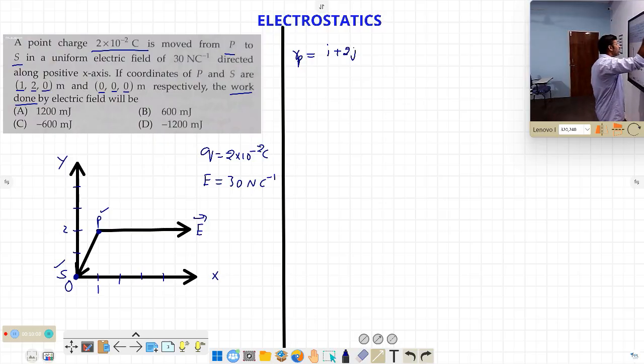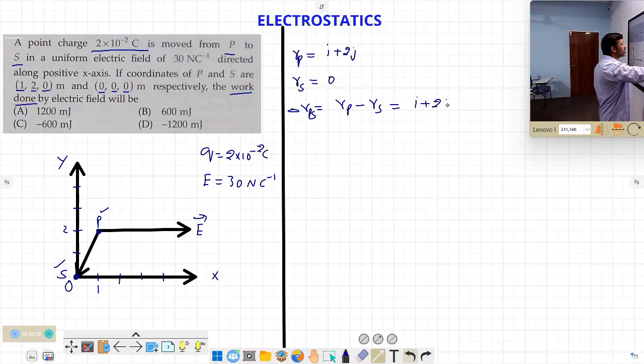This rp is equal to i plus 2j. Next, rs. The S point is located at the origin. Origin means the position is 0. So in this case, the change in position, delta r, is rp minus rs, P with respect to S, which is i plus 2j here. This is the change in position of the charge.